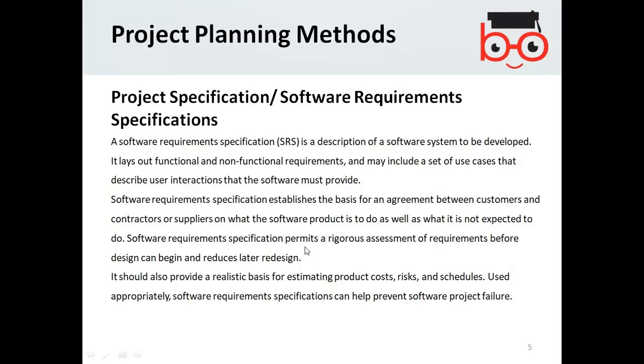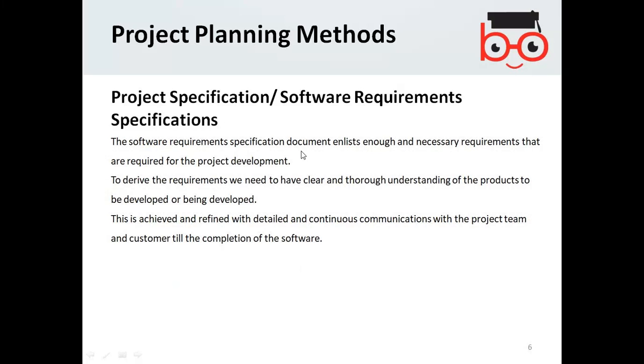The software requirements specification permits a rigorous, a truly trustworthy assessment of requirements before design can begin and reduces later design rework. It should also provide a realistic basis for estimating the product cost, risk, and schedules. Used appropriately, software requirement specification can help prevent software project failure. The software requirements specification document enlists enough and necessary requirements that are required for the project development.